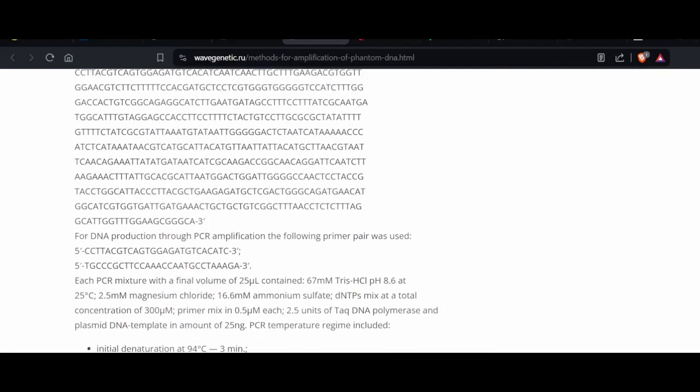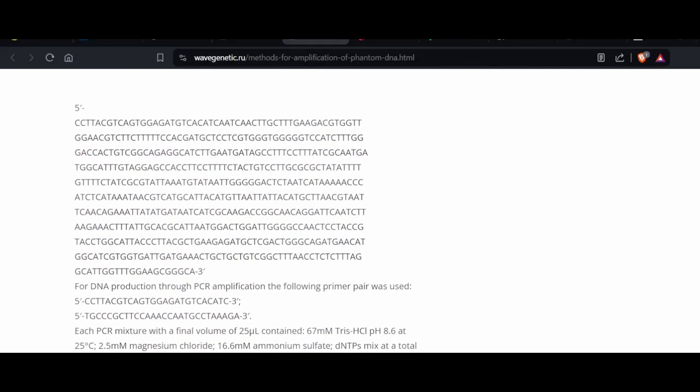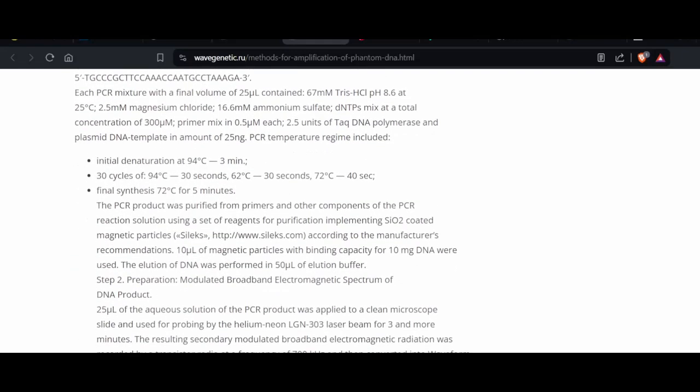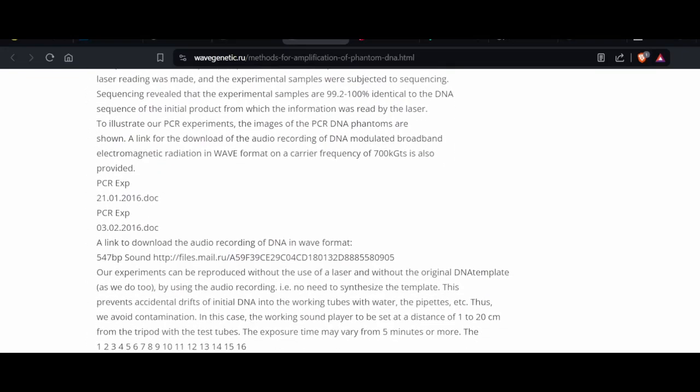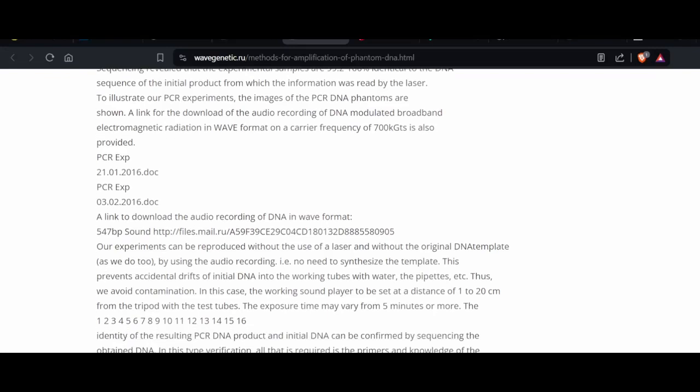All right, so this just goes through a little bit of their methodology. They give the sequence that they use. They give their solution, whatever they use. So if you had the equipment, you could replicate this.